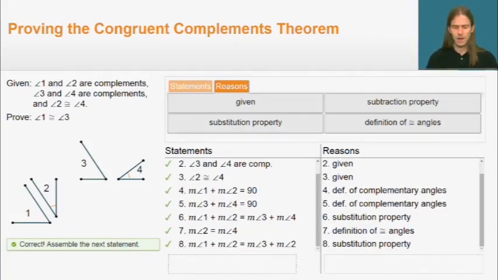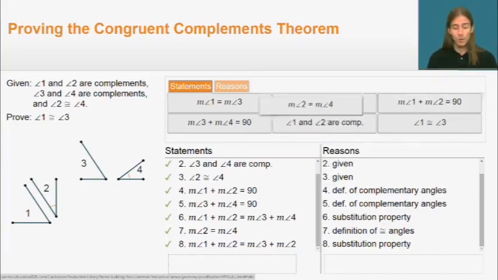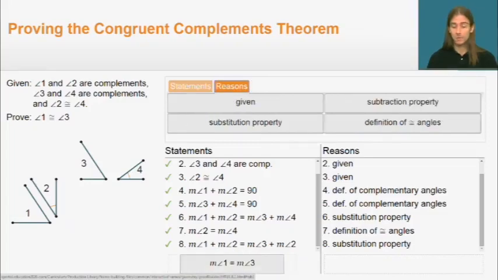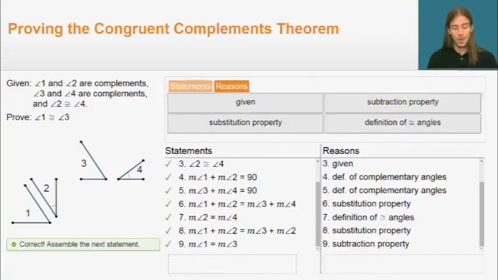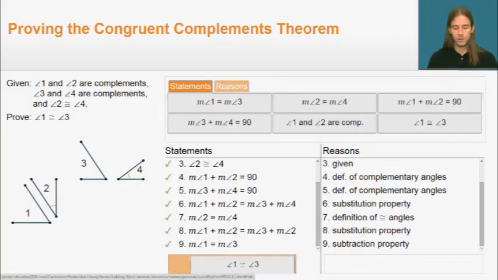Now when I take a look at step 8, I notice that I've got an equation, and I can use the subtraction property to eliminate the measure of angle 2 from both sides. When I do that, what I'm going to end up with is that the measure of angle 1 equals the measure of angle 3, and that's by the subtraction property. And then finally, what I want to say is that angle 1 is congruent to angle 3. That's what we're trying to prove.